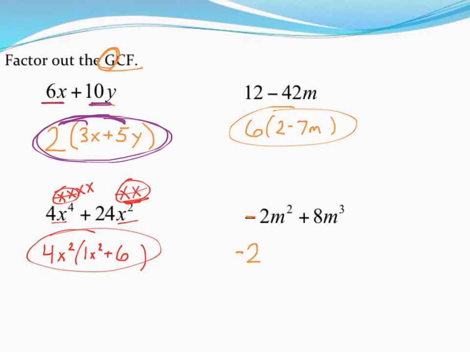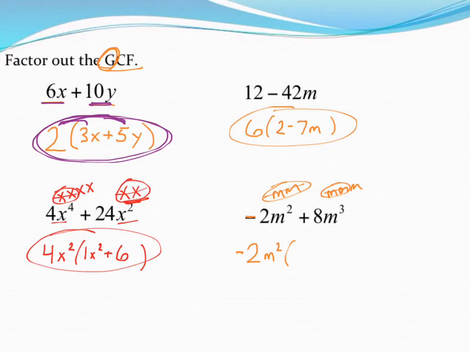Next up is my variables, and like we discussed in the last example, the most variables both have in common is m squared. So I'm going to take that out of both of them. If you have trouble seeing it, write it out. That's got 2 m's. I can take 2 m's out of there with an m left over from the 2nd term. So in parentheses then, be careful here.